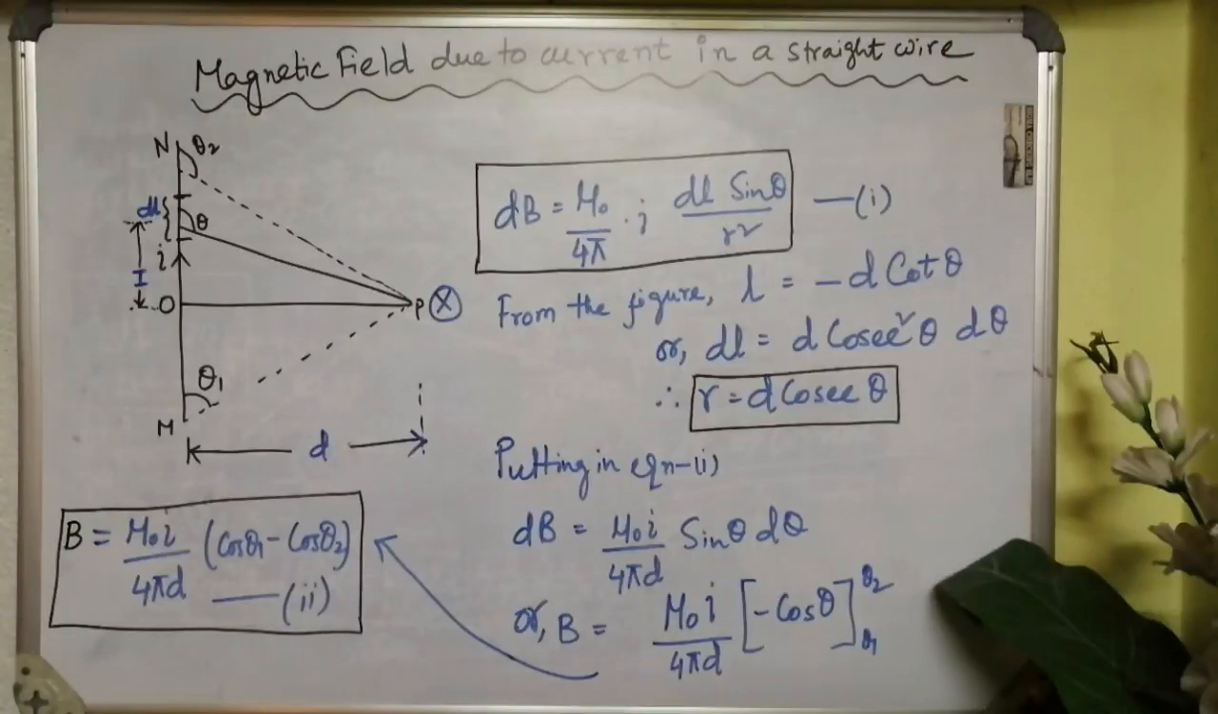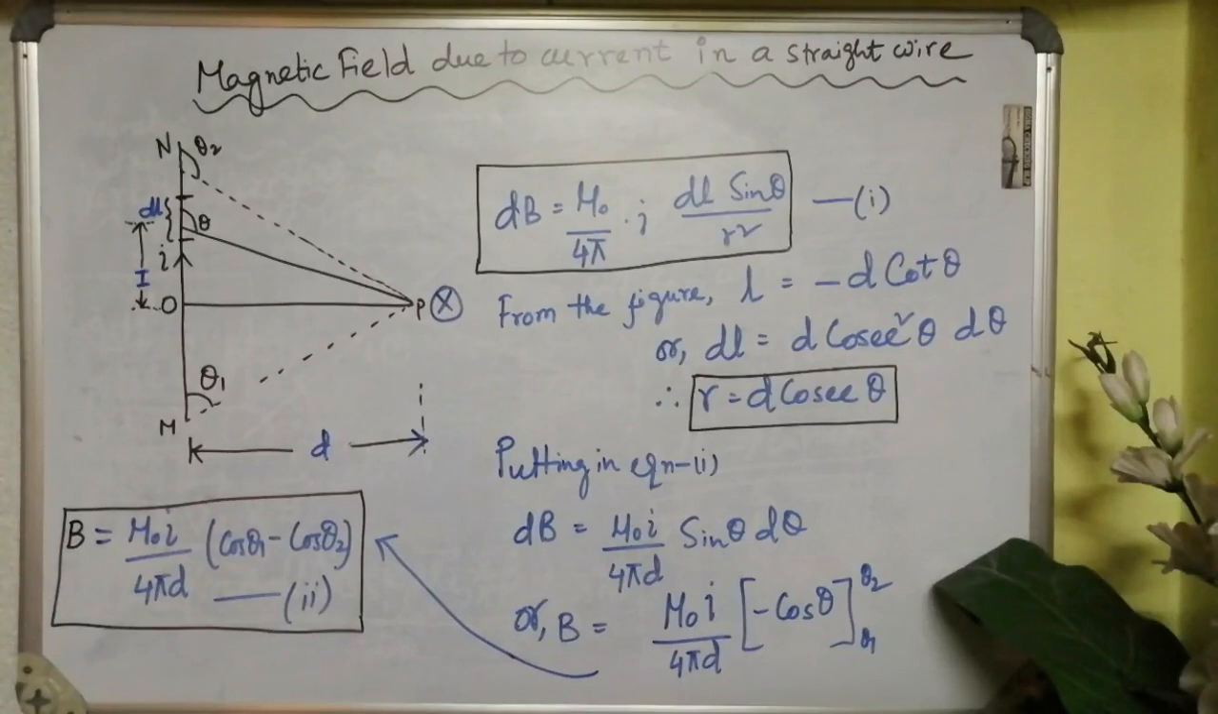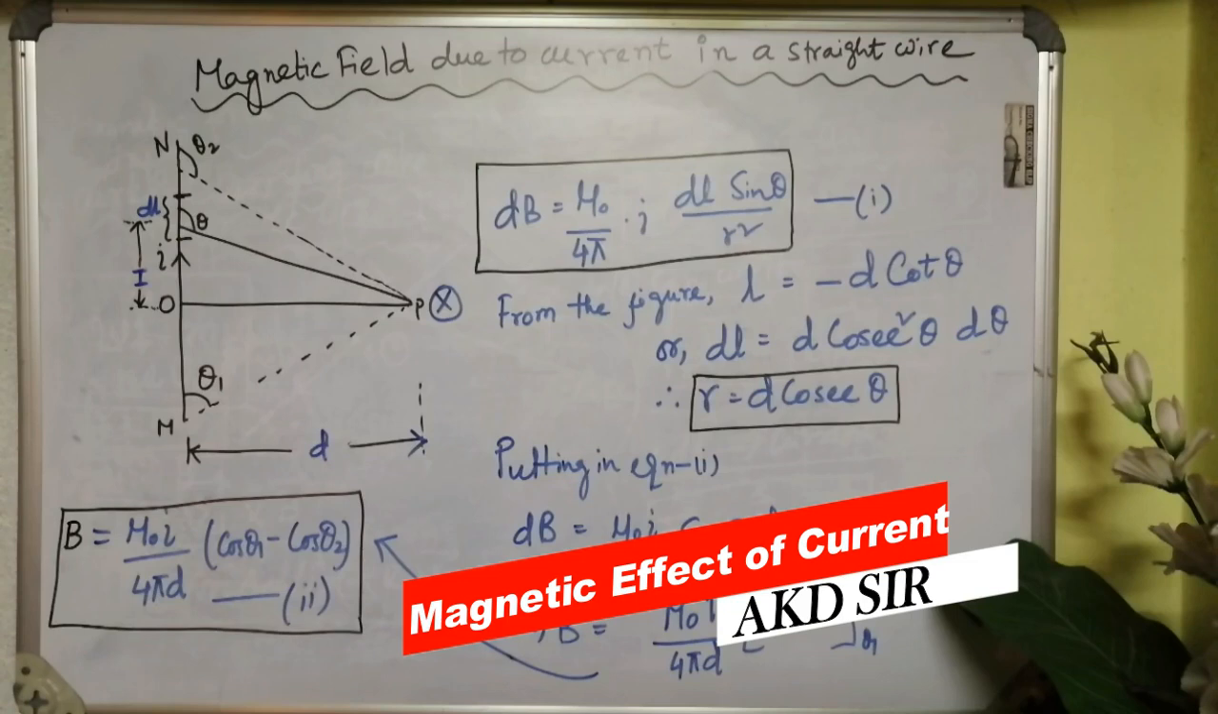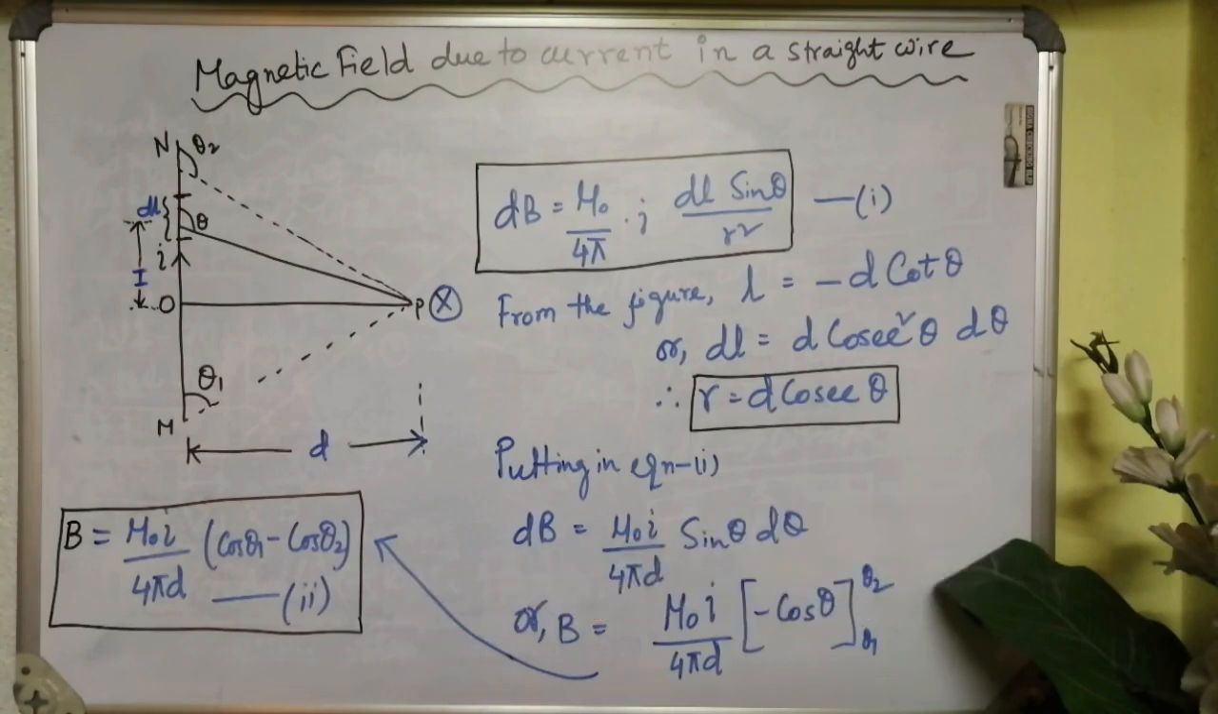The topic is magnetic field due to current in a straight wire. According to the figure, let MN be a portion of a straight wire carrying a current. Let P be a point at a distance OP equal to D from it. See, according to the figure, I draw on the board. The point O is the foot of the perpendicular from P to the wire.